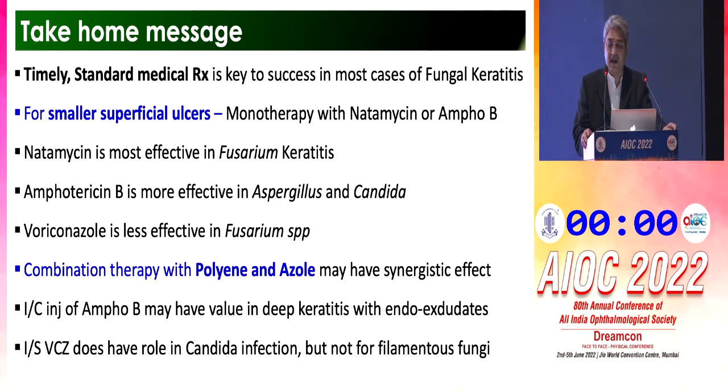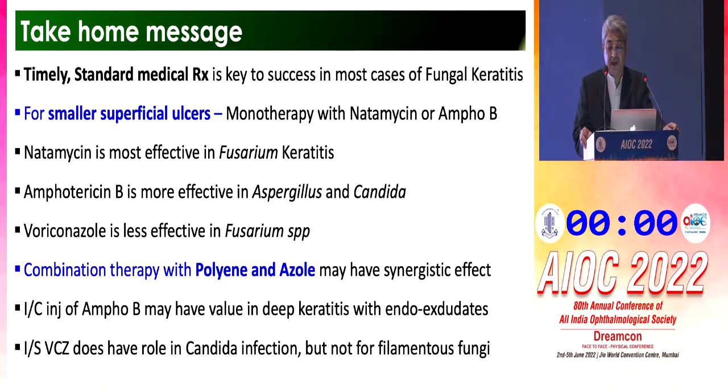So the take-home message is timely standard medical treatment is the key to success in most cases of fungal keratitis. For smaller superficial ulcer, monotherapy with natamycin mostly, and maybe amphotericin B. Natamycin is most effective in Fusarium. Amphotericin B is effective in Aspergillus and Candida. Voriconazole is less effective in Fusarium species. Combination therapy with polyene and azole may have a synergistic effect.